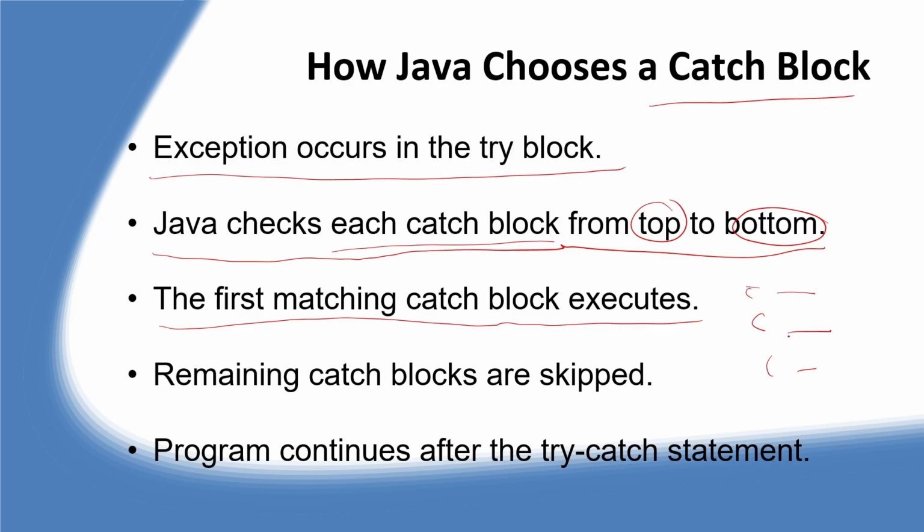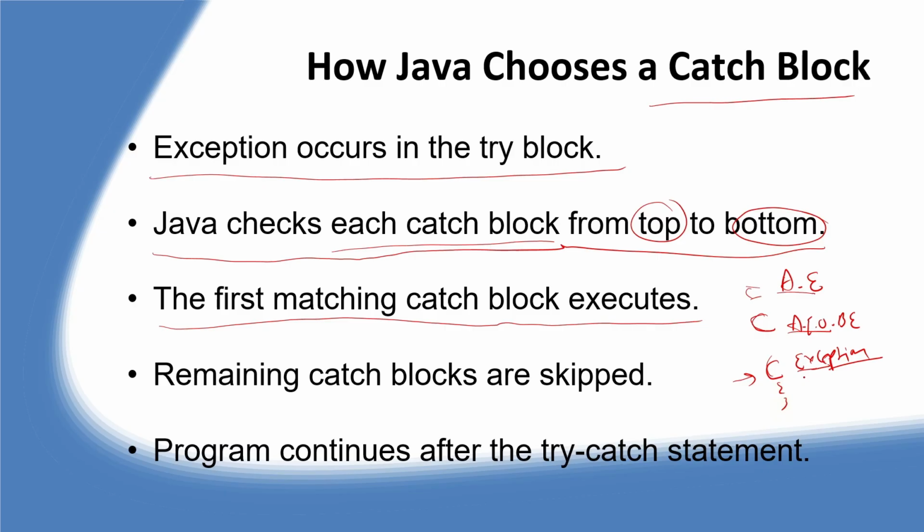So let's say we have 3 catch blocks. In the first I am providing arithmetic exception, in the second array index out of bound exception, and in the third I am providing the exception class, which is the parent class of all exceptions. That means if it comes to this catch block to check whether the exception has been provided or not, then definitely this block will execute.